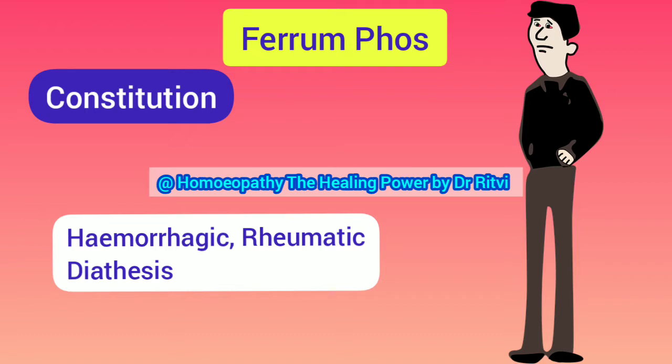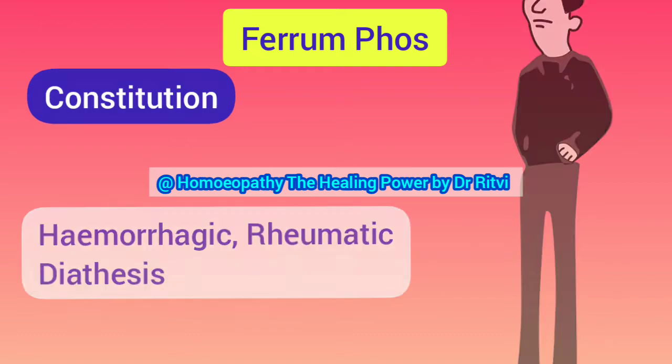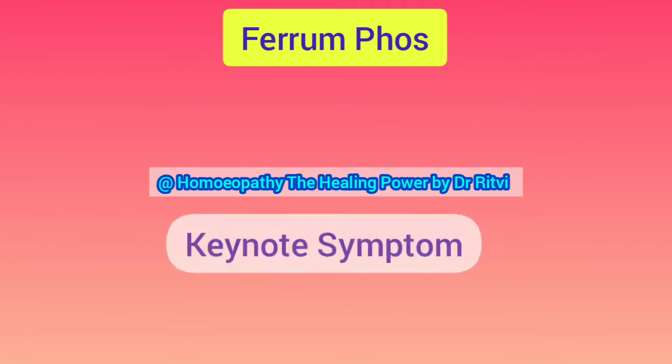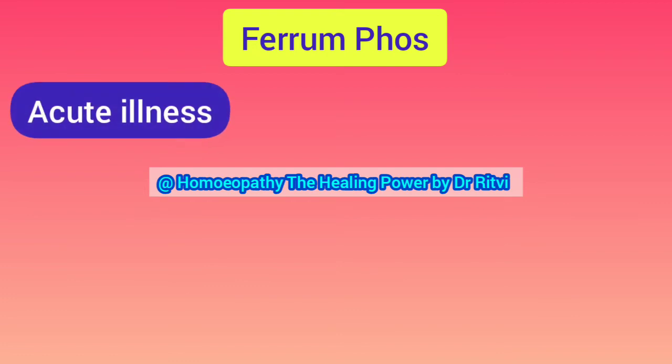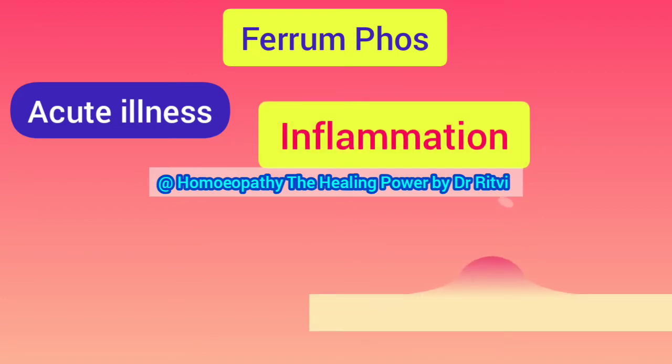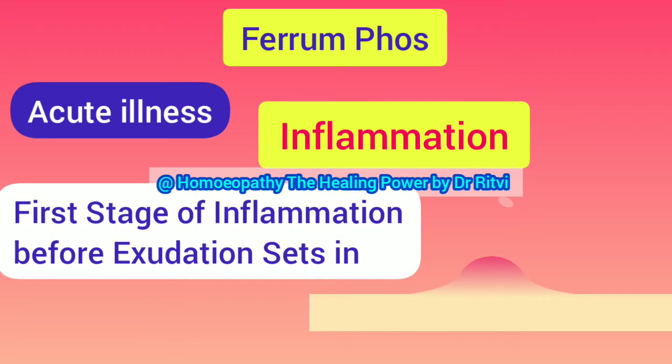Now friends, let's start with the symptomatology of Ferrum Phos. Friends, let's start with the first and most important keynote symptom of Ferrum Phos, and that is Ferrum Phos is a first remedy required in every acute illness. As we have seen in the pathogenesis itself, Ferrum Phos produces inflammation. So friends, this is the remedy required whenever there is an inflammatory state in the body. So Ferrum Phos is useful in the first stage of inflammation in every disease before the exudation sets in.